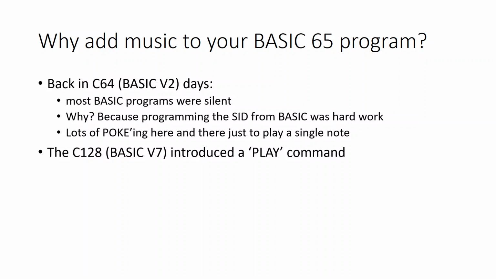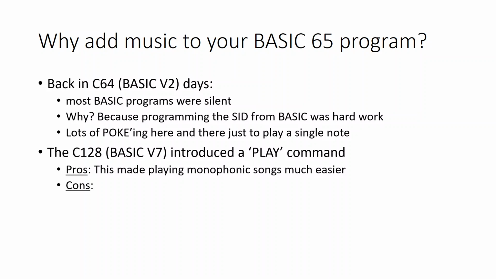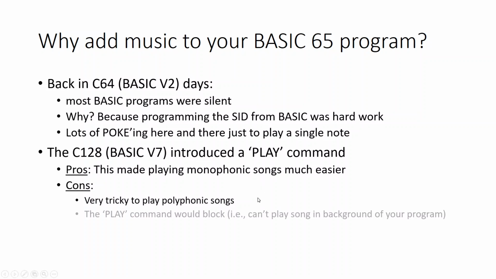But the Commodore 128 tried to improve things. Their newer version of BASIC introduced a play command, and that helped out with monophonic songs a lot. By monophonic, I mean a song that just plays one note at a time and no two notes are overlapping. That was a lot easier, but the con was, polyphonic songs that require notes played at the same time were very tricky to program in this version of BASIC. And also a downside was the play command would block. In other words, you couldn't have the song playing in the background while your program continued running.